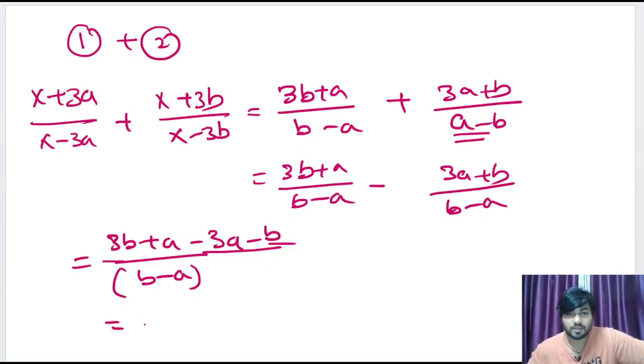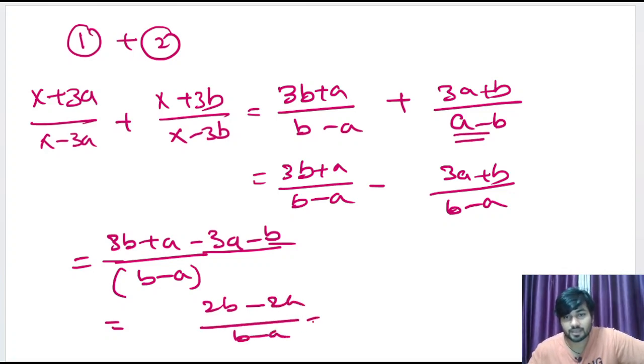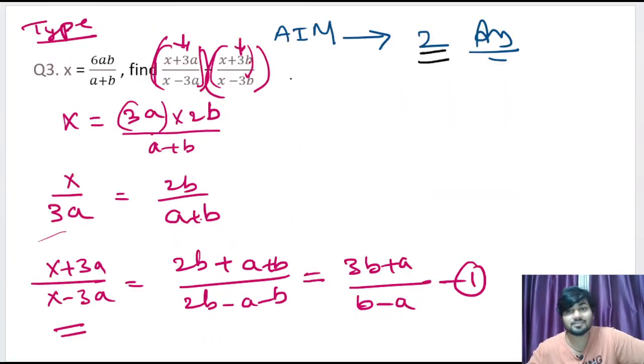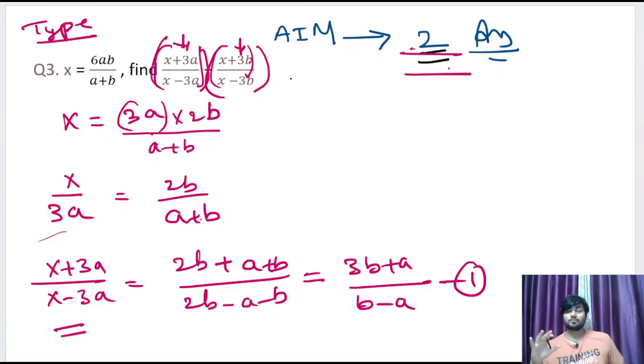So let's see what we are left with. We have 2b minus 2a upon b minus a, and let's take 2 common here. So we will have b minus a upon b minus a, which will be cancelled out and we will be left with 2. That is our answer. That is the thing I told you at the start, that whenever these types of questions are in your examination, just write 2 as your answer without wasting a single second.